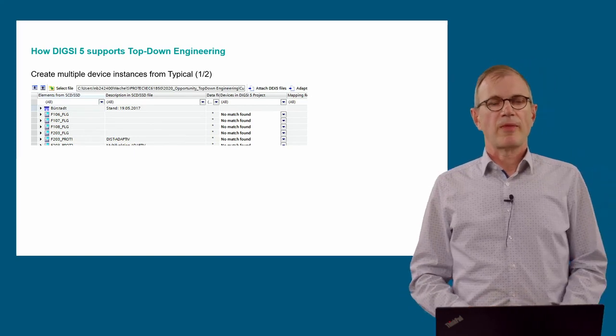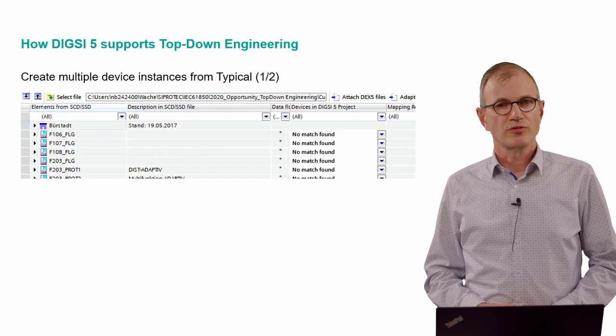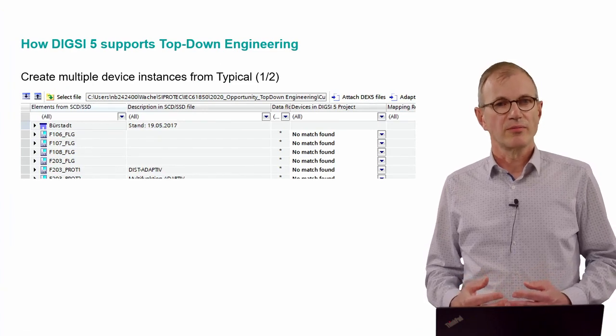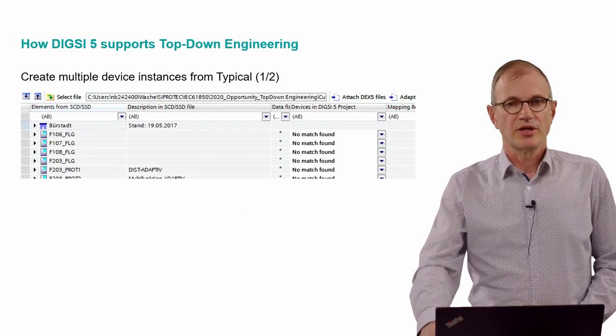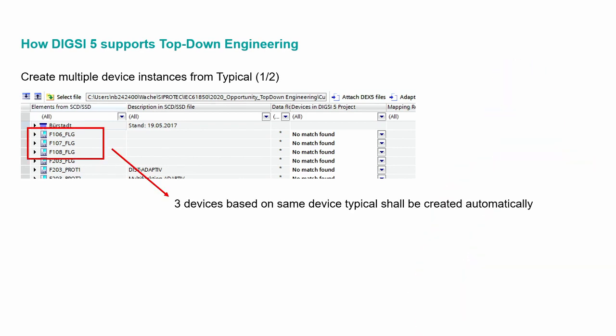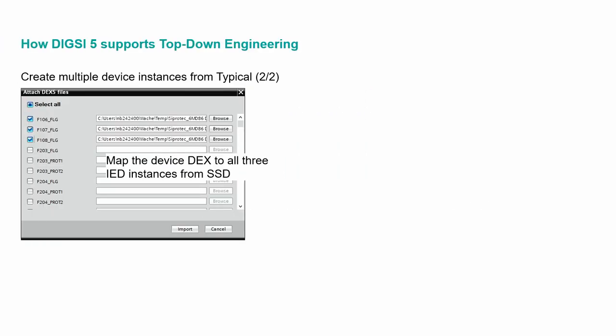Another important capability of DIGSI, which we implemented, is to create multiple device instances from a typical device. This is another workflow. Here you see that 3 Feldleitgeräte, in German, bay control devices, are requested on the left side of the editor. And I know now that these are based on the same device typical. So I can use this attach DEX file functionality here, to map the same device 3 times.